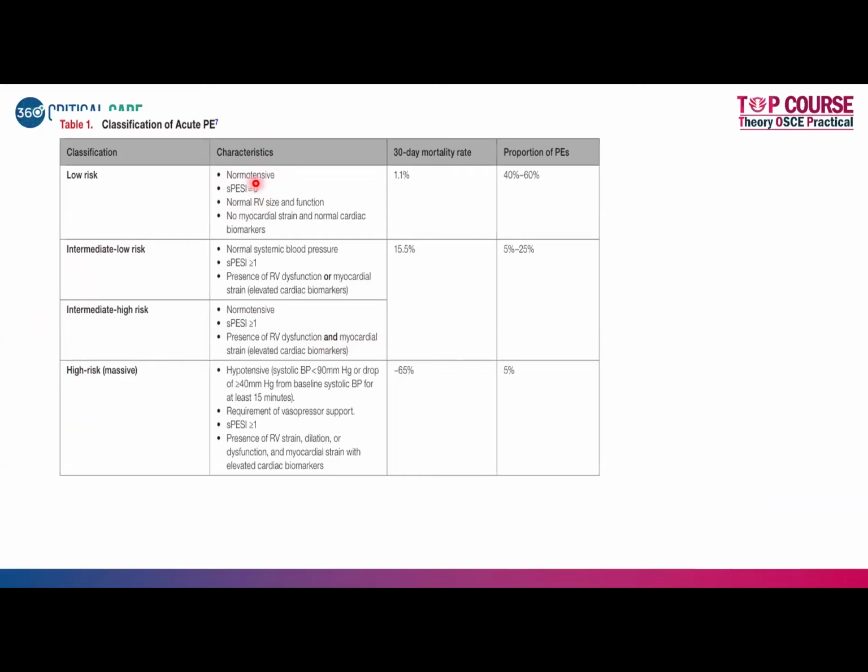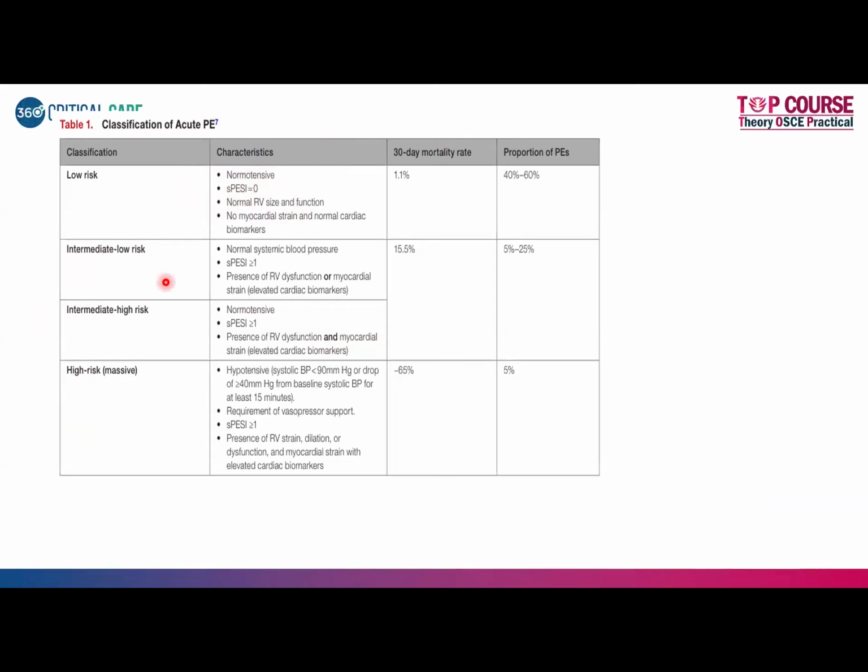So simplified PESI score is 0. Patient does not come with a dysfunction. The RV is normal in size and function, and there are normal cardiac biomarkers with no myocardial strain. The mortality is around 1.1% only.